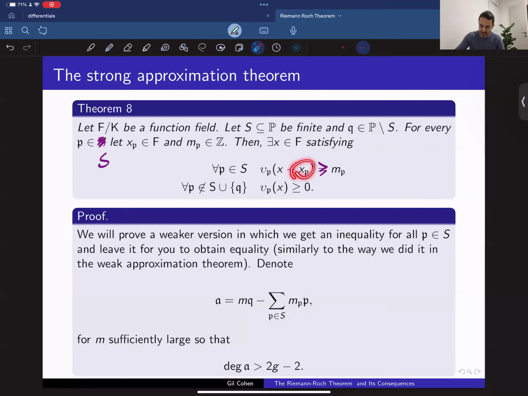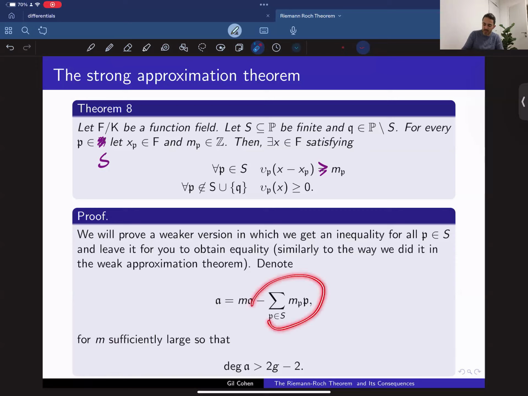You didn't use the XPs so far, but given those numbers and the set S itself and Q, we are going to look at this divisor. And the way we choose M is just large enough so the degree of A is strictly larger than 2G minus 2. Okay, and you can always do that, right?